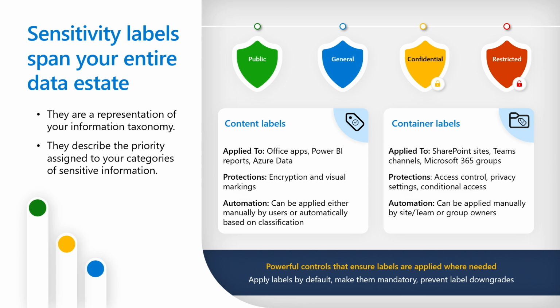And this can be applied not only to content, but also to containers. And when we think of containers in the world of Microsoft 365, we're not just talking about folders, we're not just talking about sites, but we're also talking about Teams channels, Microsoft 365 groups, SharePoint sites as well. And with container labels, we get inheritance. So we don't have to do things so ridiculously granularly. And all of this can be done either manually or can also be applied automatically through policy as well.